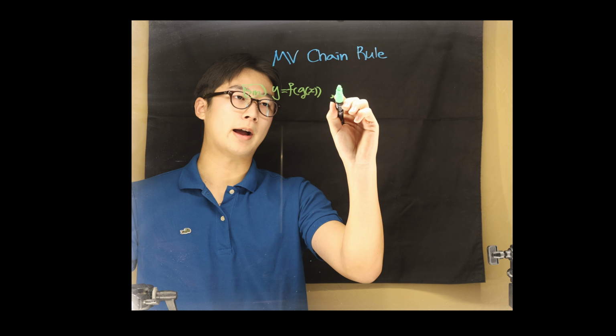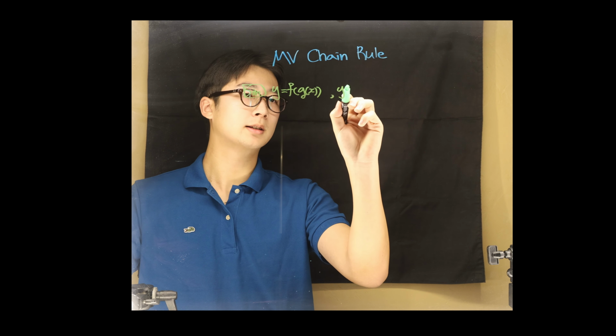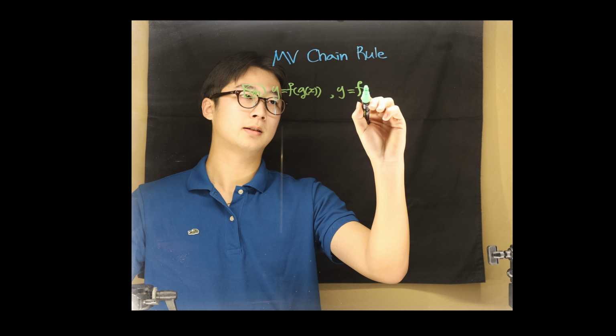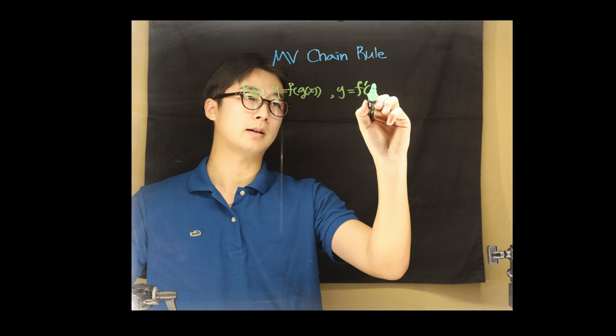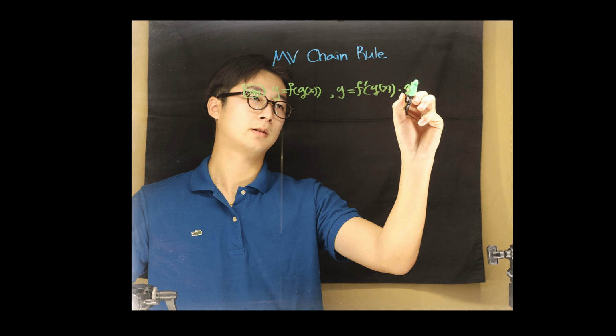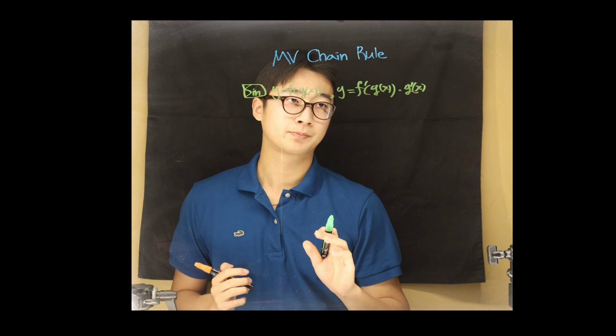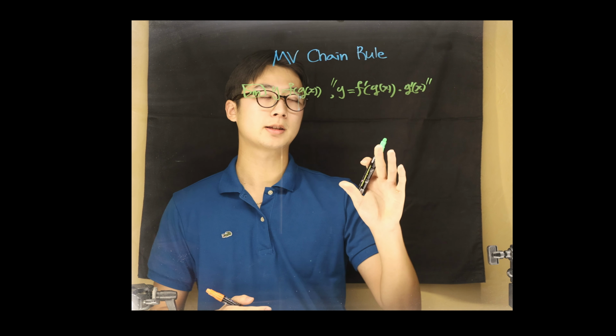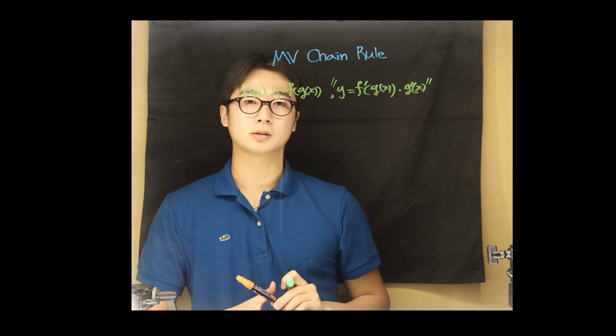the derivative of y, we need to apply the chain rule, right? So the chain rule is the derivative of f prime of g of x times the derivative of g. So this is the chain rule in single variable calculus.